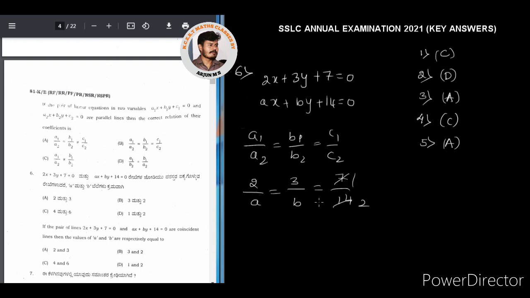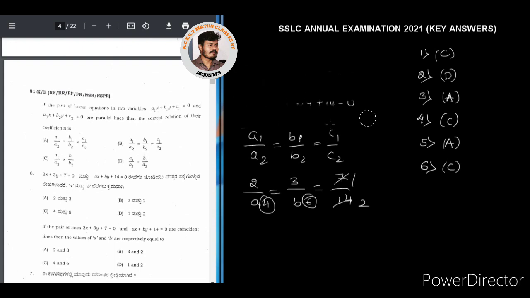Here 7 ones are 7, 7 twos are 14. Similarly 3 twos are 6, so b is equal to 6, and 2 twos are 4. So if you multiply 2 with its denominators, you will get its proper answer. So the required answer is a = 4 and b = 6. So option C is correct for the sixth question, 4 and 6.